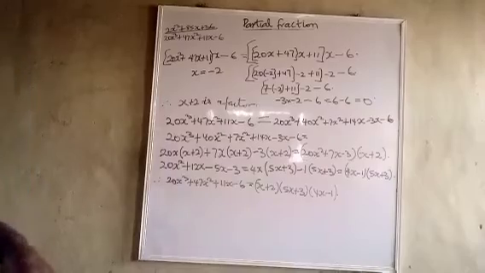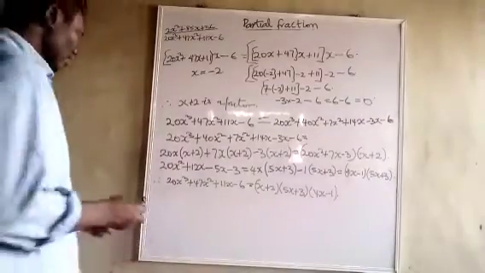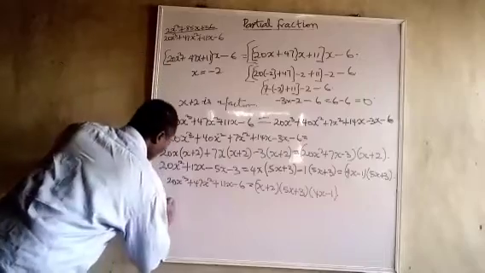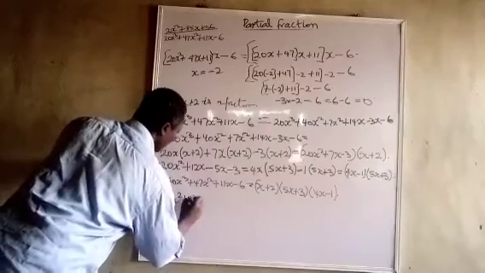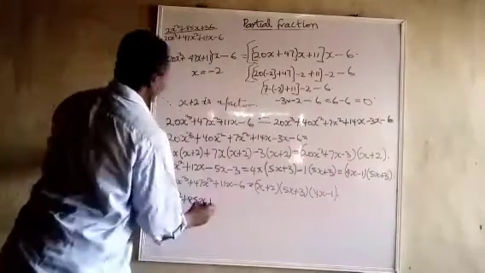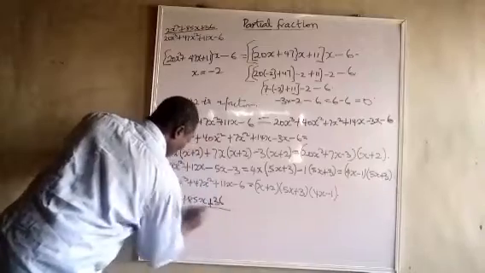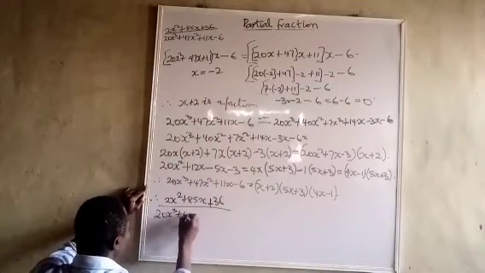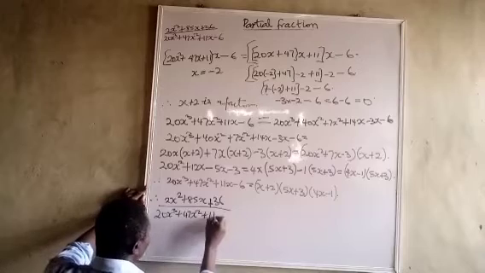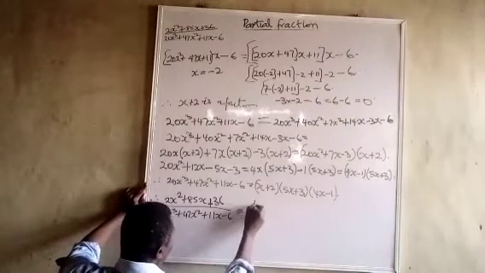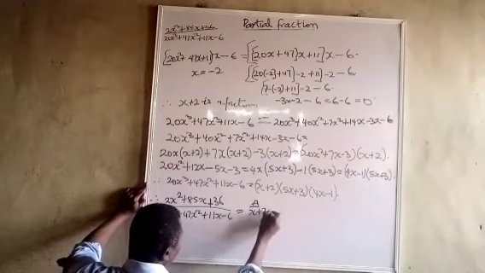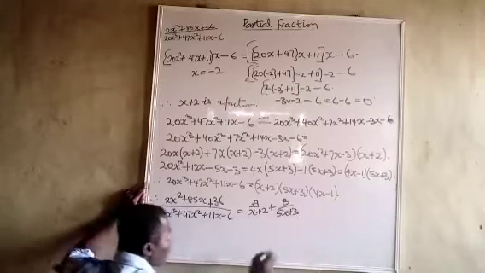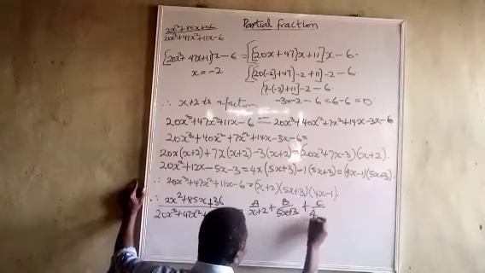Therefore, 20x squared plus 85x plus 36 divided by 20x cubed plus 47x squared plus 11x minus 6 can be expressed as a over x plus 2 plus b over 5x plus 3 plus c over 4x minus 1.